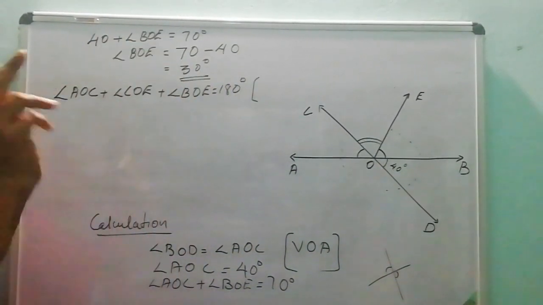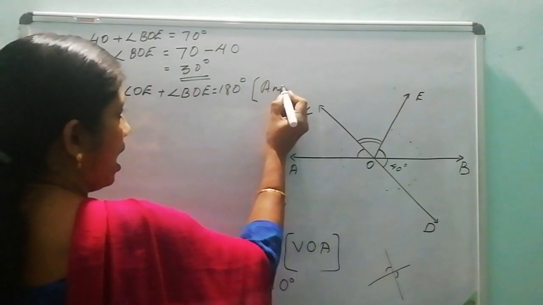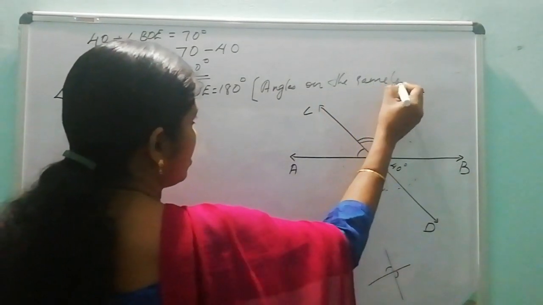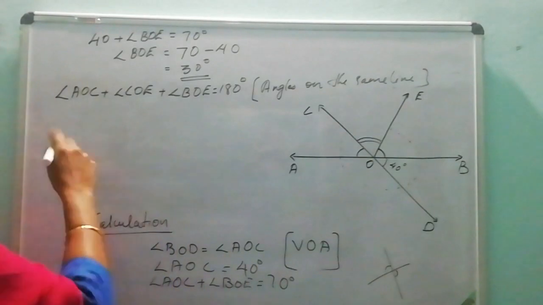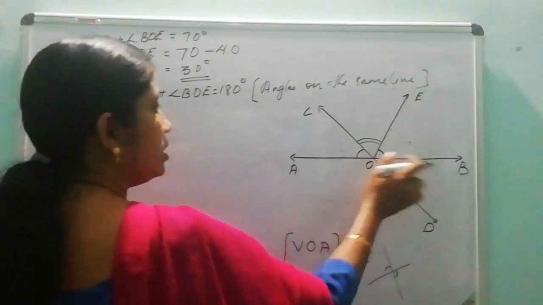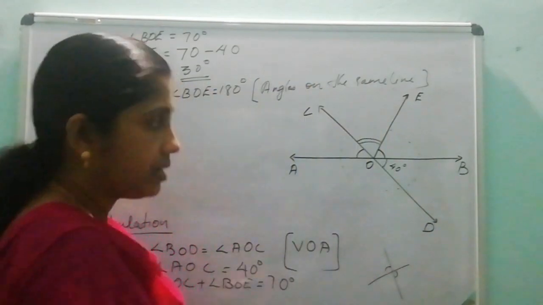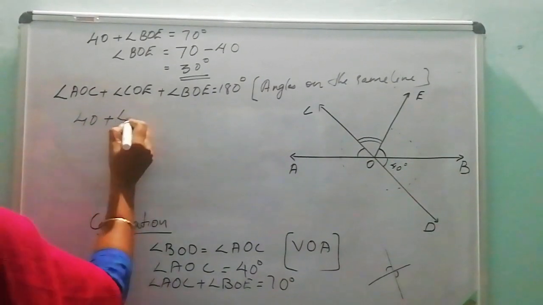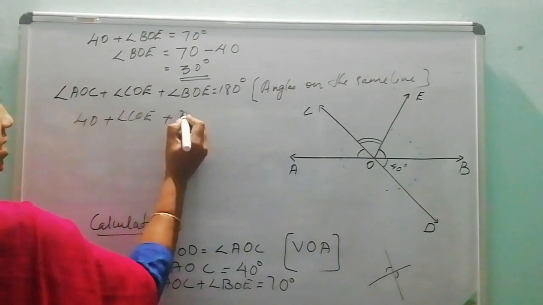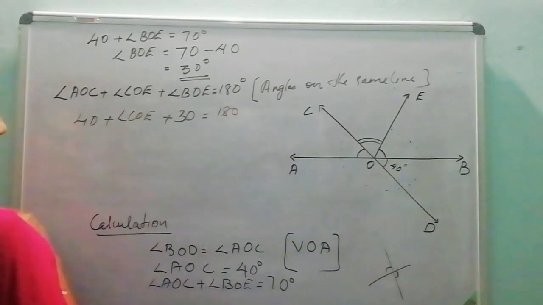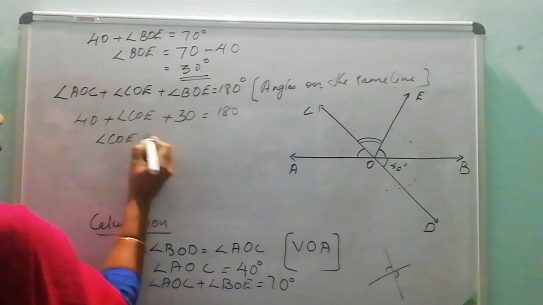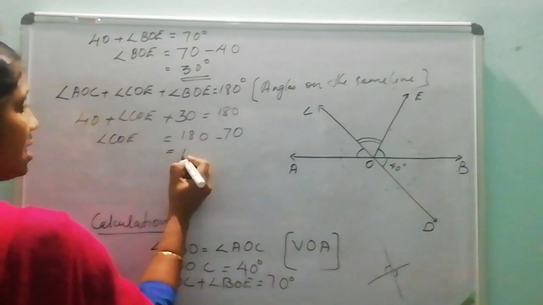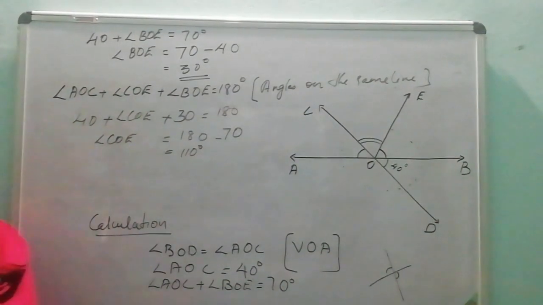For each step you have to write the reason there. The reason: angles on the same line, their sum will be 180 degree. So substitute the angles. Angle BOE and EOB are same angles. First substitute AOC, it is 40, plus COE we have to find, plus BOE, that is 30, is equal to 180 degree. So angle COE is equal to 180 minus 30 plus 40, that is 70, so 110 degree. So angle COE is 110 degree.